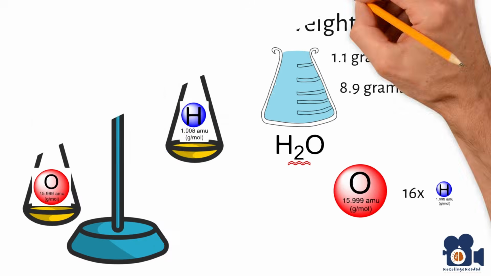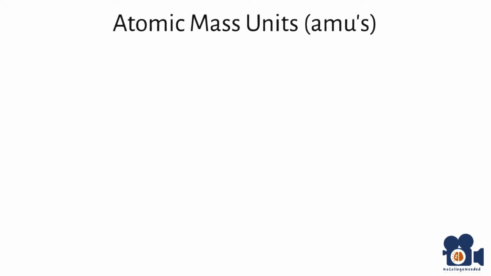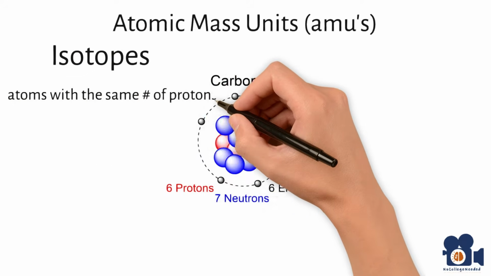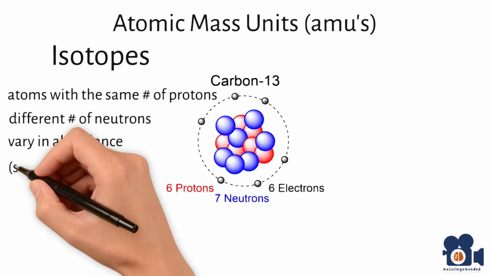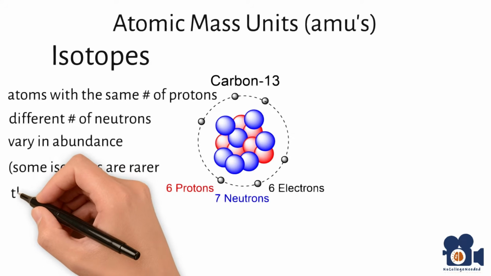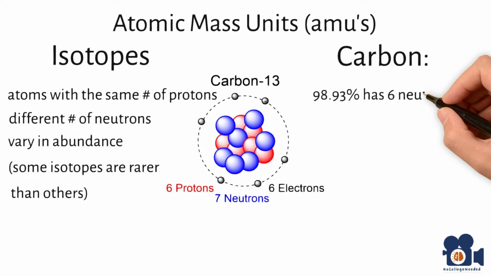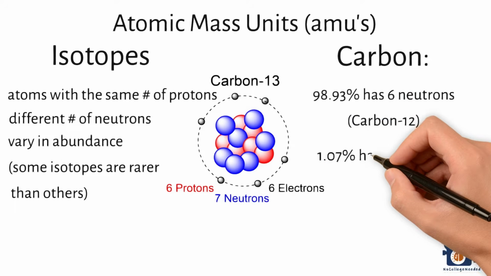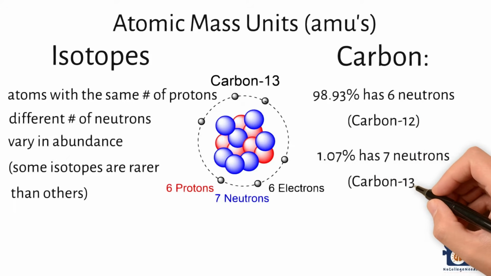Another way to calculate the atomic weight is through the use of atomic mass units. Let's run an example with the carbon-13 isotope. Remember from the previous unit that isotopes were atoms with the same number of protons, but a different number of neutrons. These isotopes vary in abundance, meaning that some isotopes are rarer than others. For example, with carbon, 98.93% has 6 neutrons, which we call carbon-12, and 1.07% has 7 neutrons, carbon-13.